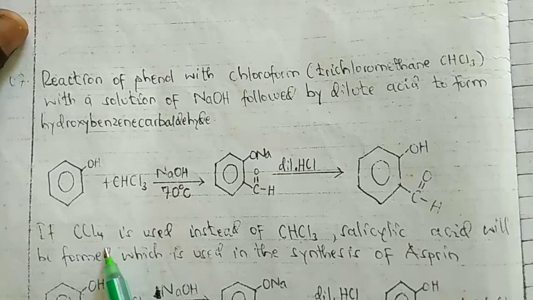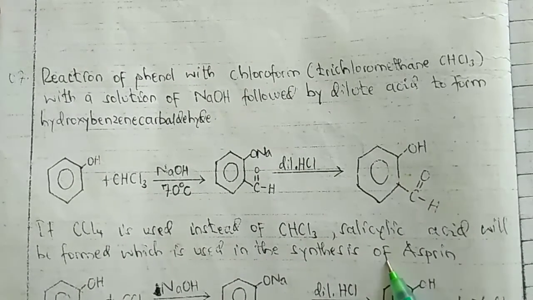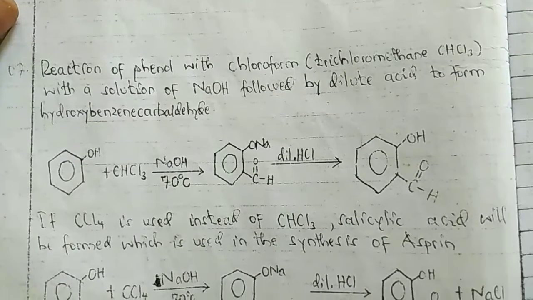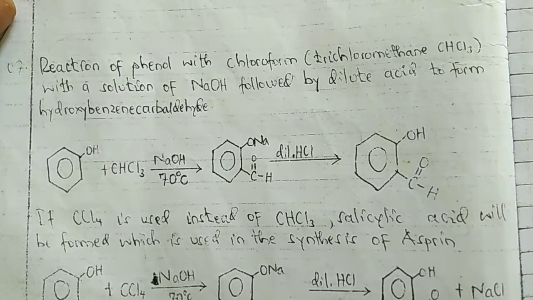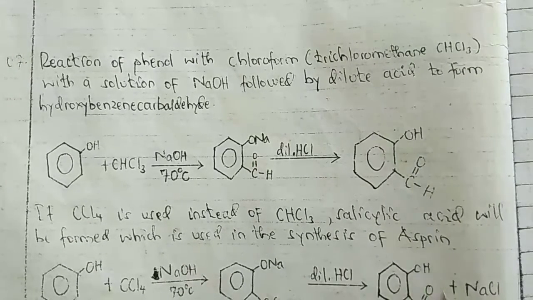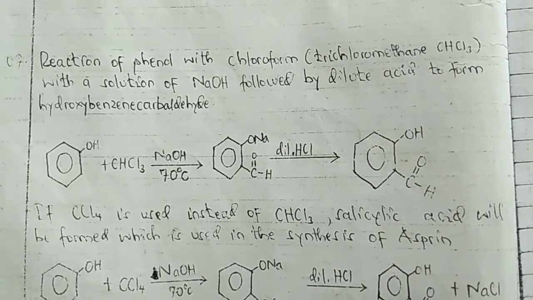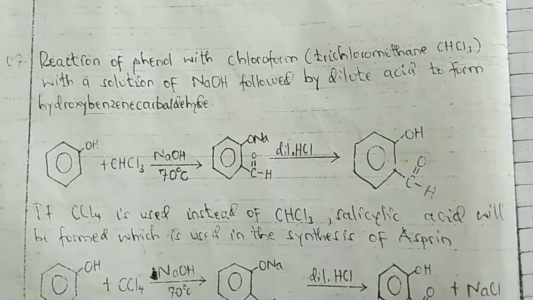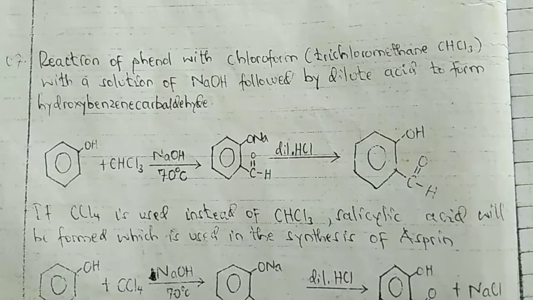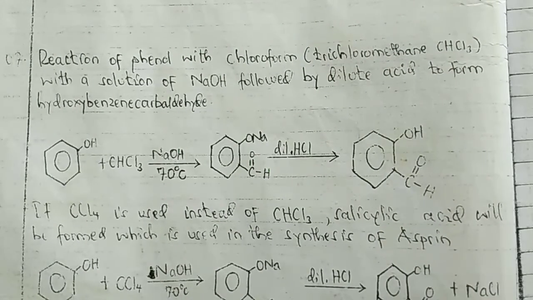So if carbon tetrachloromethane is used instead of chloroform, salicylic acid will be formed, which is used in the synthesis of aspirin. So what will be formed here is this compound, huyu ni salicylic acid ambayo hutumika katika synthesis of aspirin. Salicylic acid ambayo imetengenezwa hapa ni yule kama ambaye tulimtengeneza kwenye reaction of carboxylation of phenol kwenye temperature ya 130 na 5 atm, ambayo tulikuwa tunatumia sodium phenoxide. Salicylic acid is used in the synthesis of aspirin, which we discuss later in the carbonyl compounds.